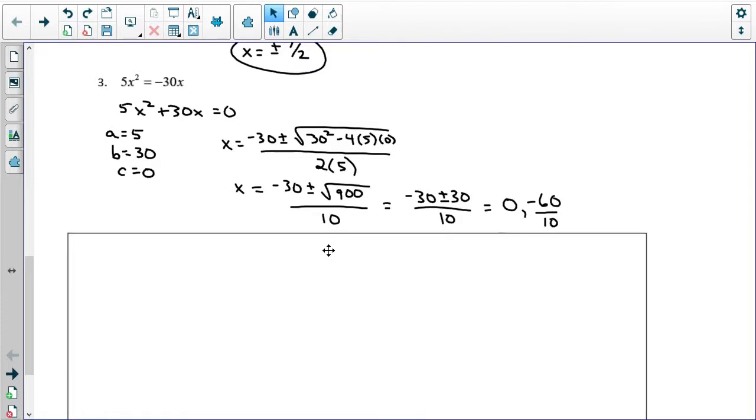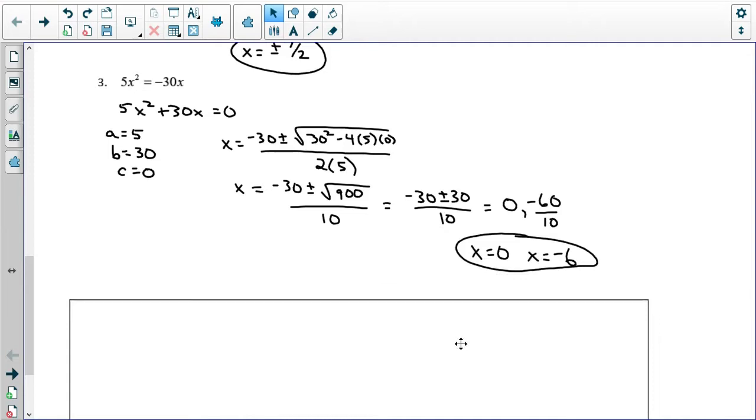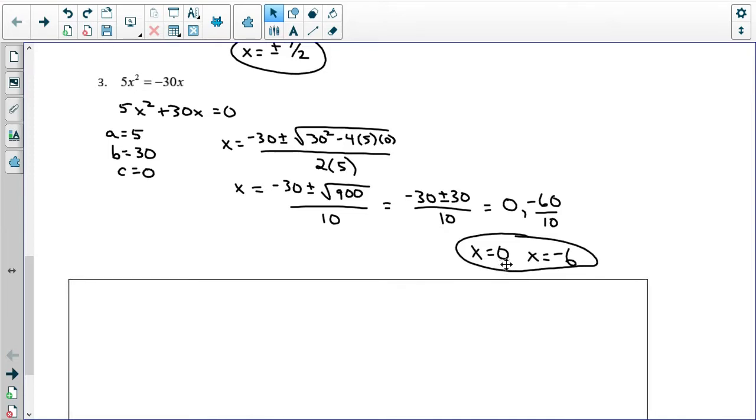And as we continue to simplify things, notice that the 0 over here actually makes that pretty simple. So we just do 30 squared and get 900. The square root of 900 is 30. And we get 0 and -60 over 10, which ends up being 0 and -6. Once again, factoring probably gave us that a little bit quicker.